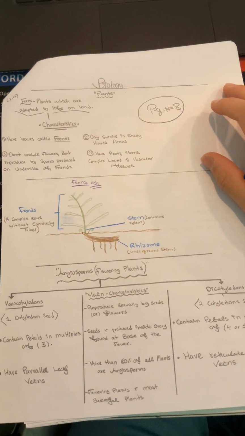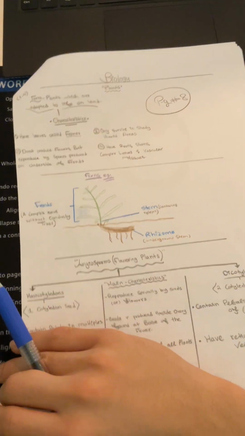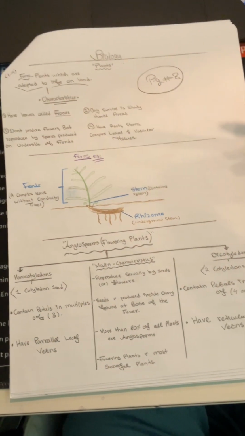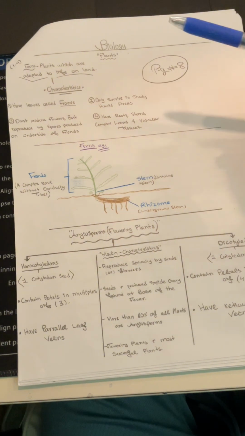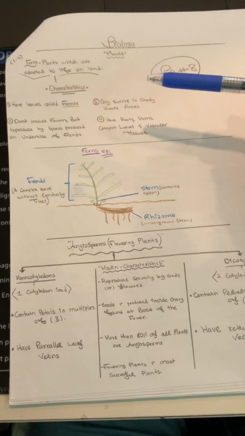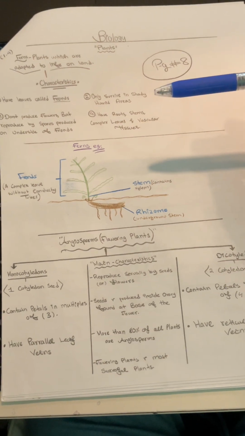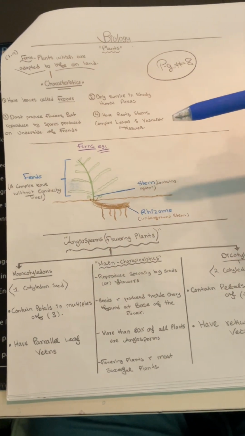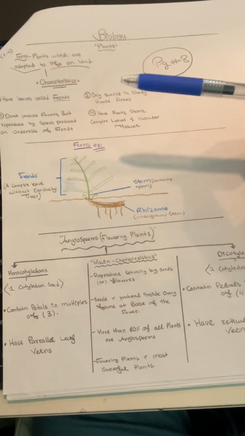Fungi, plants, which are ferns. Ferns are plants which are adapted to life on land. Some characteristics of ferns are that they have leaves called fronds, special leaves. They only survive in shady, humid areas. They have root stems, complex leaves and vascular tissue. They do not produce flowers. So they have these special leaves called fronds.